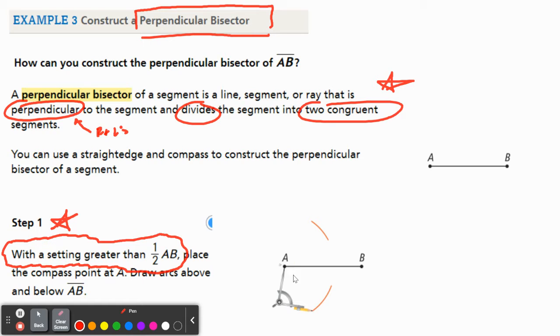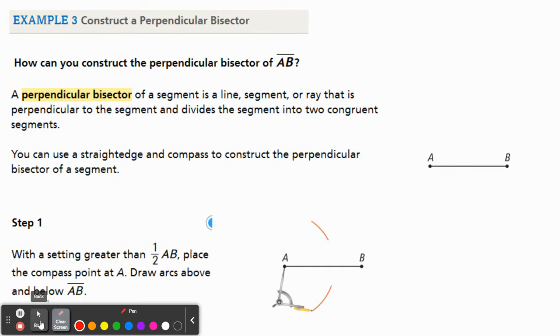You're going to place your compass on A and draw two arcs, one above and one below segment AB. Again, you have to do the two arcs above and below. And if this is not your compass setting, what's going to happen, and I write this verbatim, is that you get only 1 point. And if you remember from the first lesson of this chapter, you need 2 points to make a line. So make sure that you make that compass setting more than halfway.